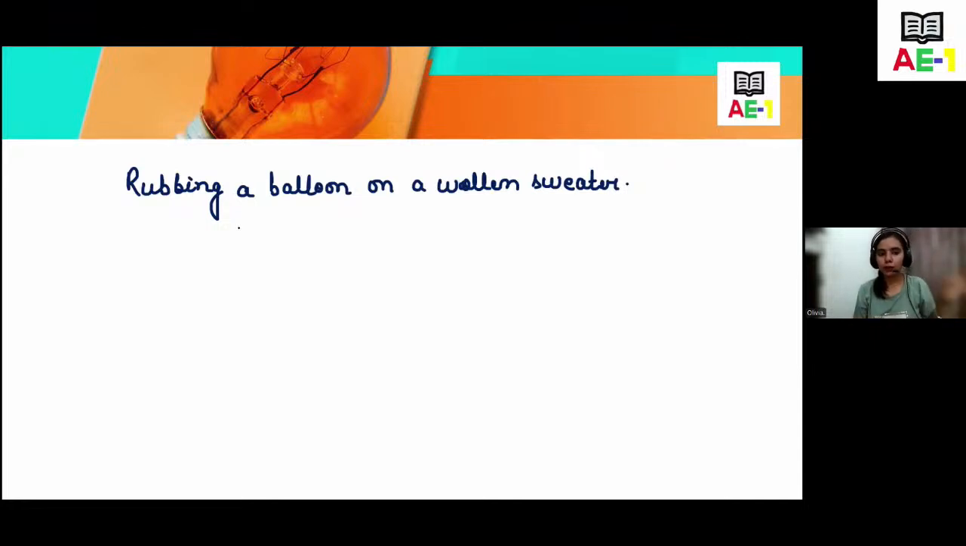Before rubbing, both of them are neutral. They don't have any charge over them. But after rubbing, there will be some sort of charge on the balloon and some sort of charge on the woolen sweater. So any idea about the charge?